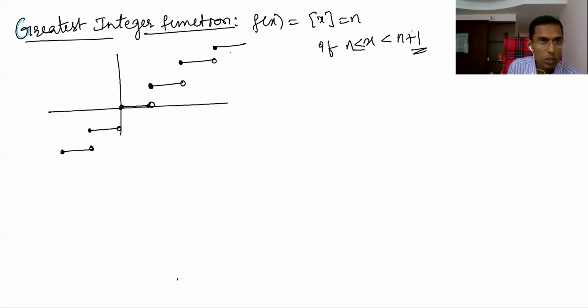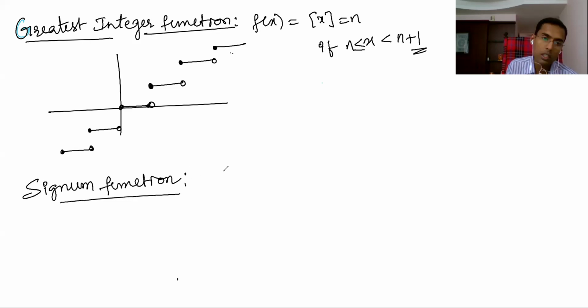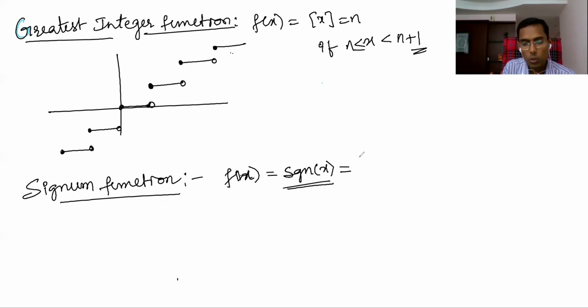Okay, so today we learn the signum function. What is the signum function and how do we represent it? The signum function is f of x, and we represent it as signum of x, written like this. And this is equal to what?